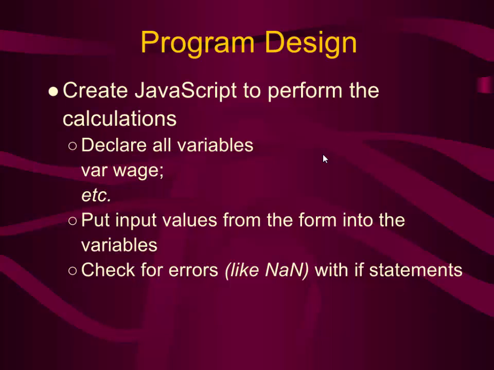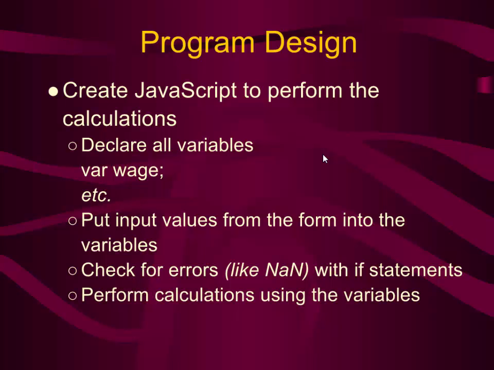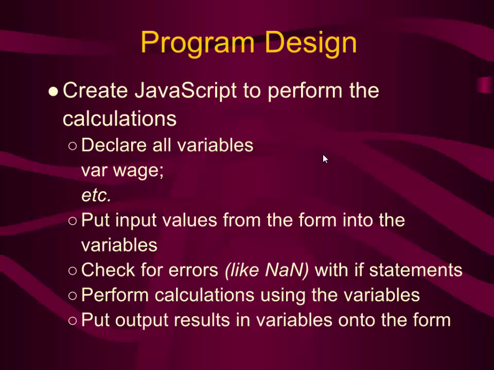Please put in your name. They put in a number. Please put in your age. They put in a name. Assume, and it sounds really harsh, but assume that your user's an idiot. Just because you ask them for a number doesn't mean you're going to get a number back. So you've got to check for that. You want to perform calculations using the variables now that you've got them filled in and they're all valid. And then you put your output results into the form. So you've done all the processing now. Now you're ready to show the user what was calculated, and now they can see the result.